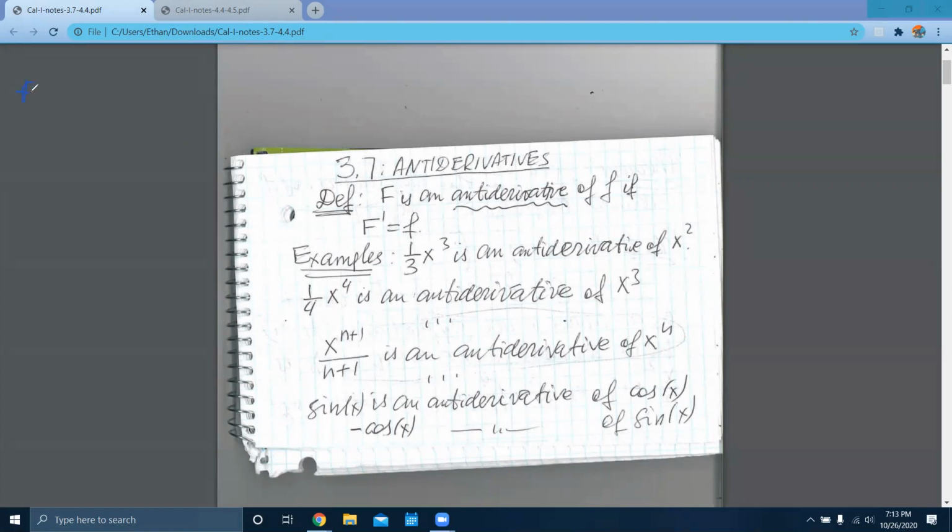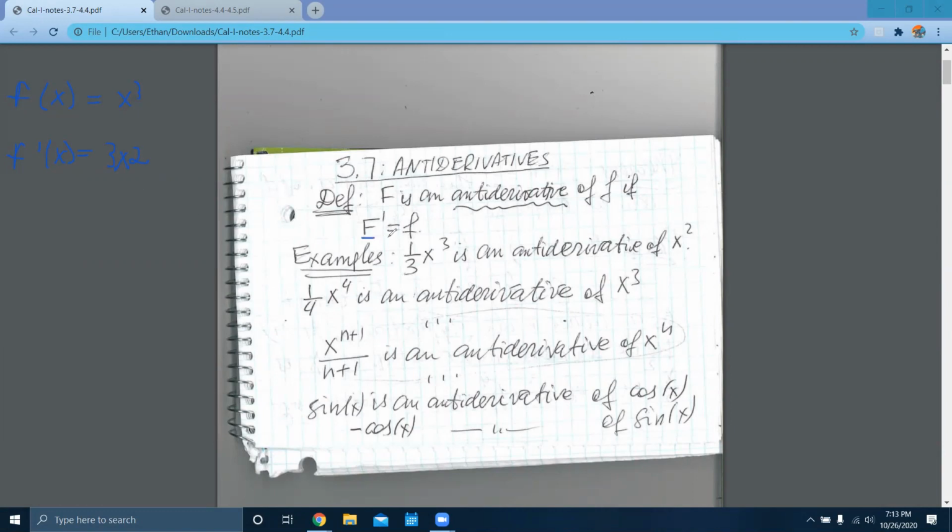Let's say f of x is equal to x cubed. All right. So the derivative of f of x through the power rule is going to be equal to 3x squared. What an antiderivative is, is exactly that. You're doing the opposite.